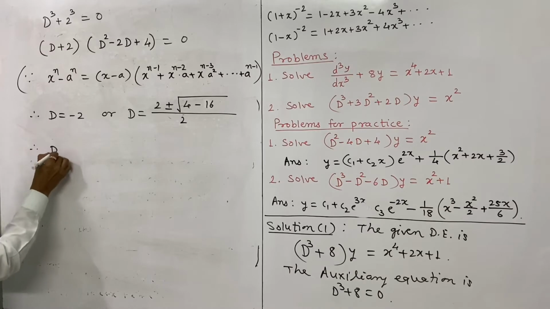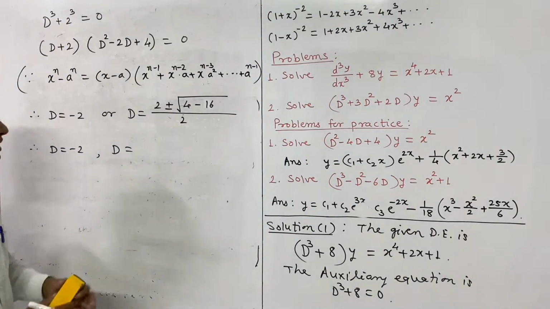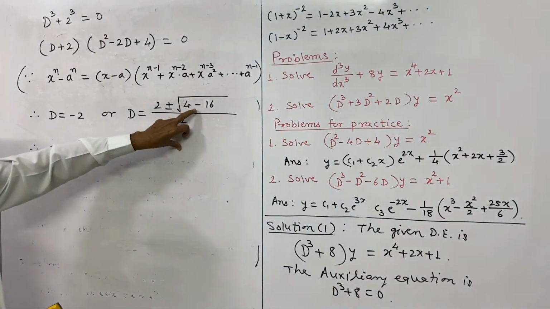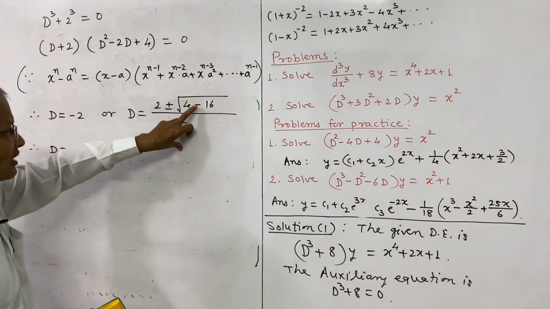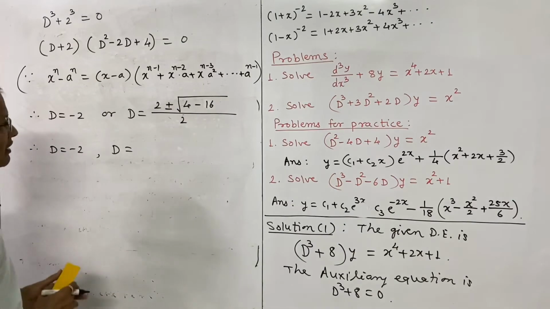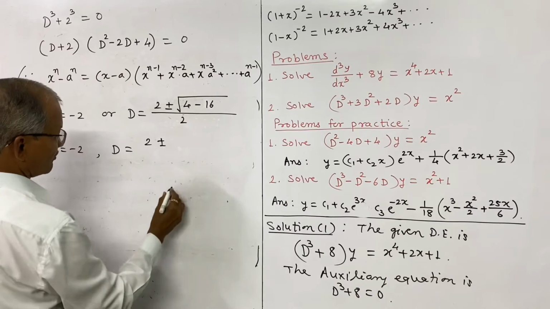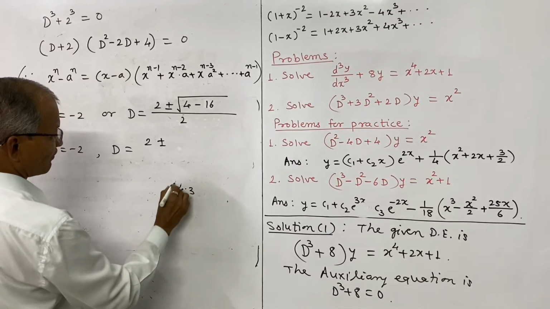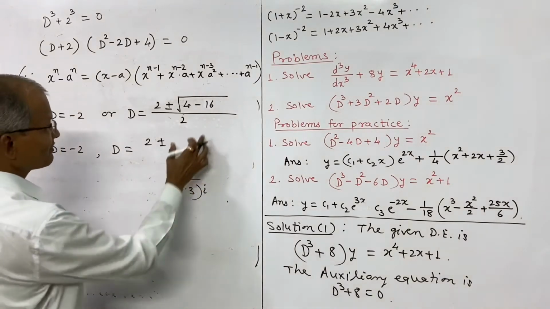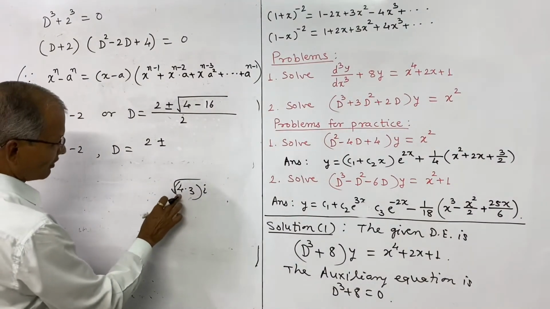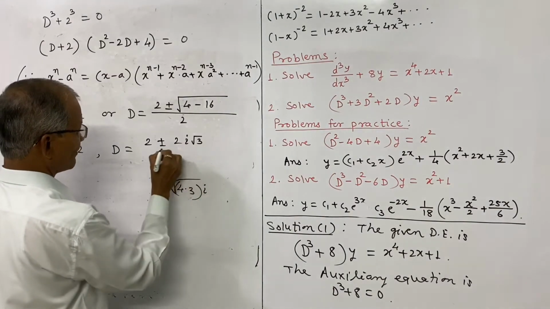Now this can be further written as: D is equal to minus 2, or D is equal to 2 plus or minus root of minus 12, divided by 2. The minus 12 we should write in the form of an imaginary number, that is i. That 12 can be written as 4 into 3, and root of minus 1 is i. So root 4 can be written as 2, and we get 2i root 3 divided by 2.